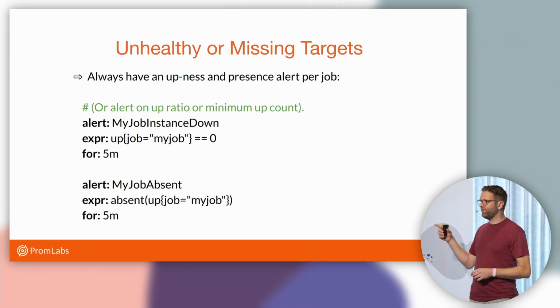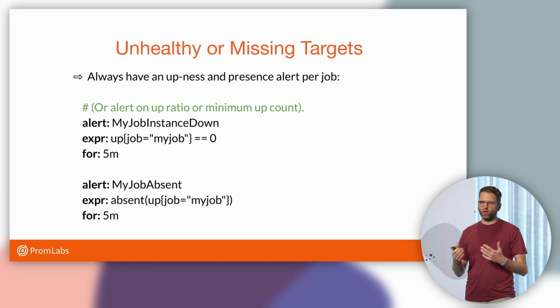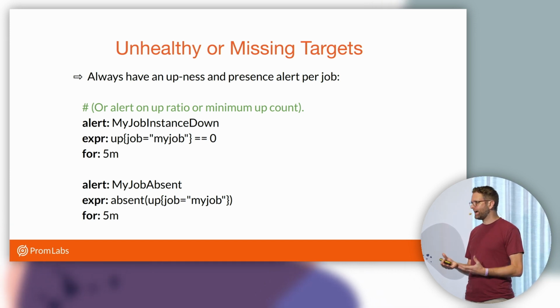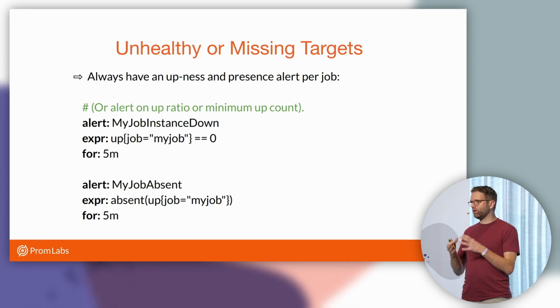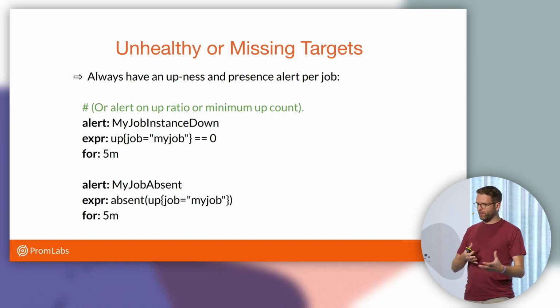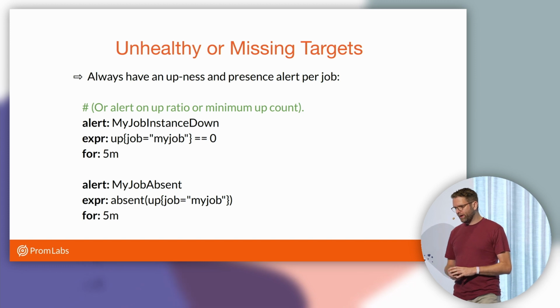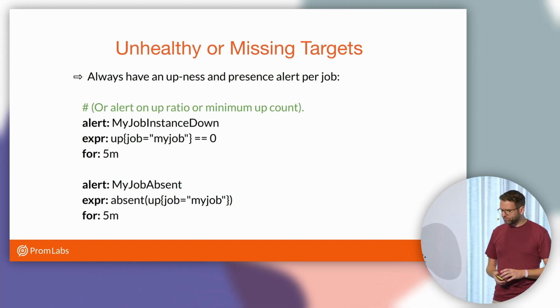And you can have different variants of this. You can either really alert on any individual target that cannot be scraped. You could also have an average over all your ups of one job to tell you if too many of them cannot be scraped, and so on. But have some alert on the up metric.